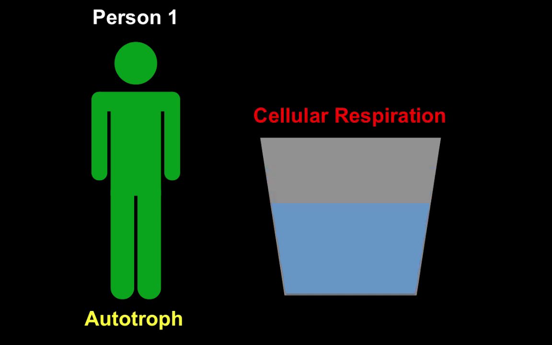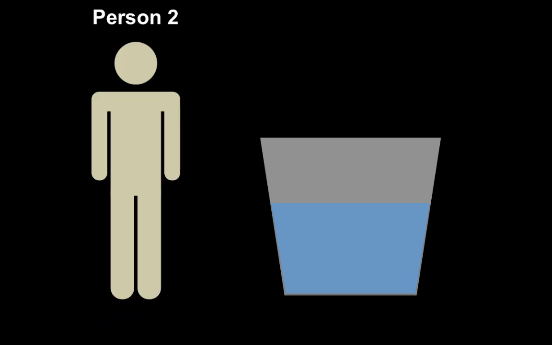Then person number two, so this is through cellular respiration, and person number two is going to come along and take that bucket from them. So person number two represents an herbivore. So they have transferred this energy because the herbivore ate the autotroph. Now person number two also has to do cellular respiration, and they're going to use a little bit of the water. And then person number three takes it. This would be our carnivore.